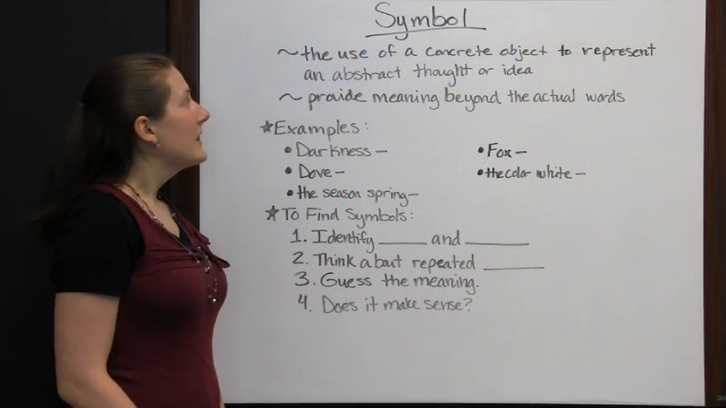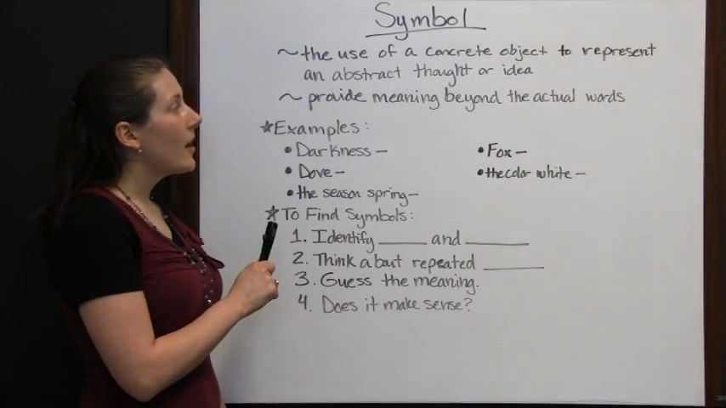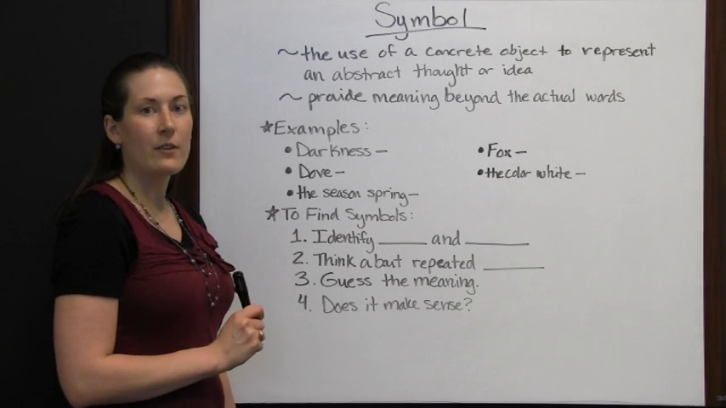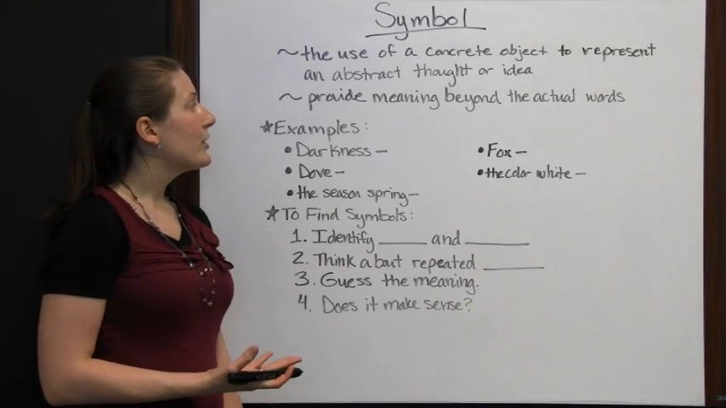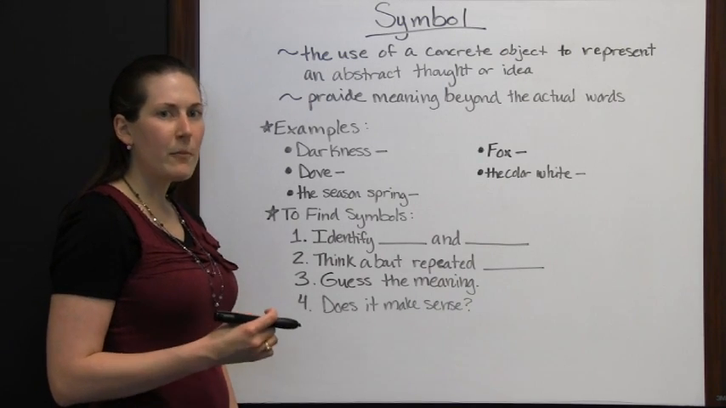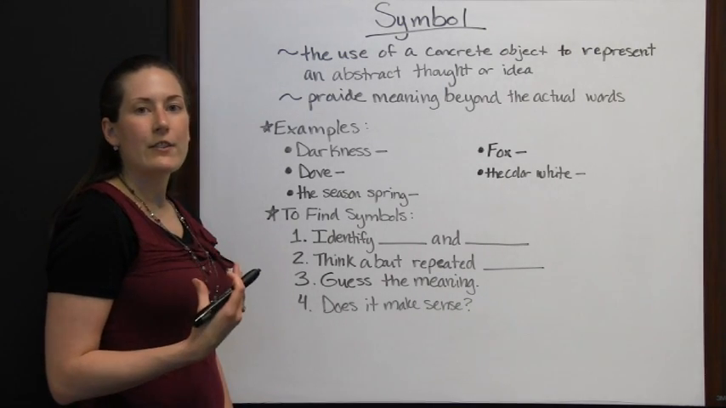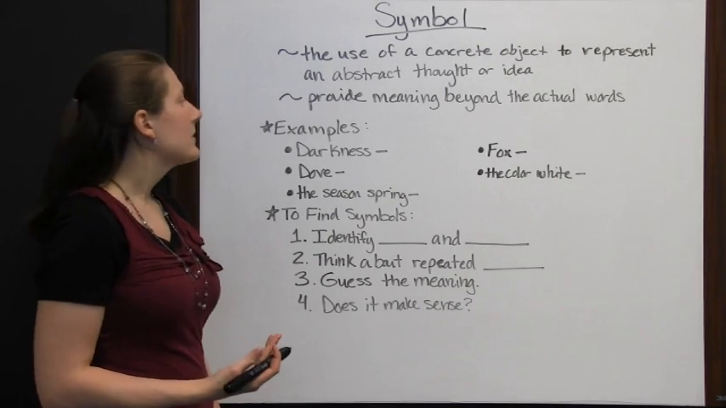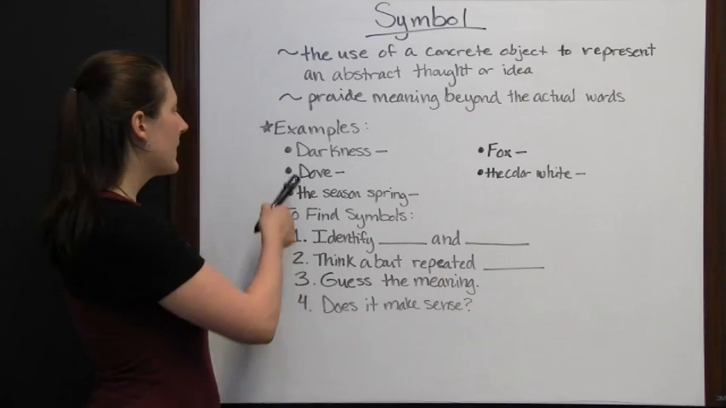Symbol. A symbol is the use of a concrete object to represent an abstract thought or idea. And authors will use symbols to provide meaning beyond the actual literal meaning of a word. They use it to symbolize something else. So let's look at some examples.